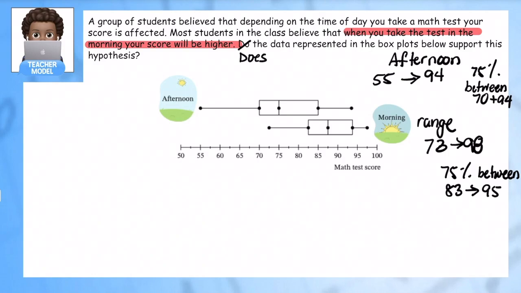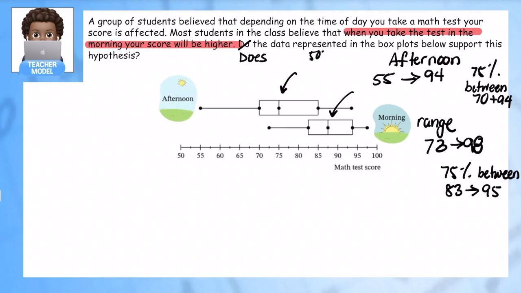The other thing we can look at is the medians. Here's our median score for our afternoon group. It's a 75. So what does that tell us? That tells us half of the students scored below a 75 in the afternoon, versus look at our median for our morning group. And our median here is an 88. So half scored between a 73 and an 88 in the morning versus half scored between 55 and 75 in the afternoon. That is also pretty important.